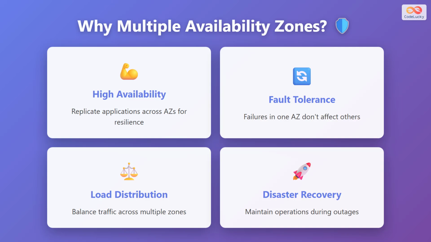Using multiple availability zones provides several critical benefits. First, it enables high availability. By replicating your applications across multiple zones, your services remain accessible even if one zone fails. Second, it provides fault tolerance. Since each zone is isolated, a failure in one doesn't cascade to others. Third, you can distribute load across zones, balancing traffic and preventing any single zone from becoming overloaded. Finally, multiple zones support disaster recovery strategies, allowing you to maintain operations during outages or maintenance windows. This multi-zone architecture is essential for building production-grade applications.